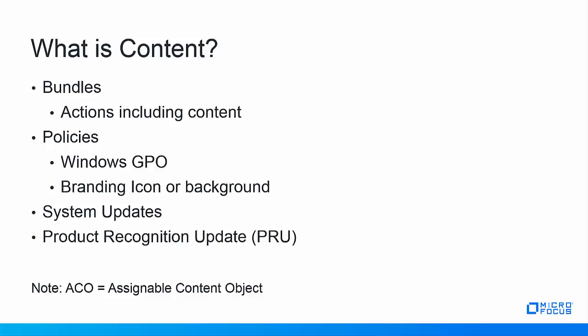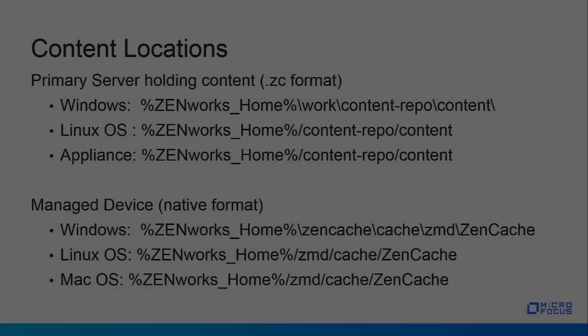These are also content. Each has its own set of files zipped and encrypted to a GUID for a name with the .zc or ZenCompress format. By the way, these cannot be unzipped. The ZENworks Adaptive Agent will decrypt the .zc file when it reaches the managed device. The GUID is an ACO, or assignable content object.